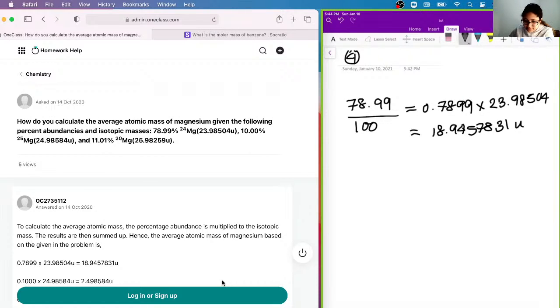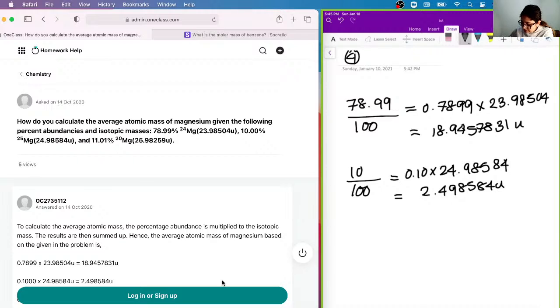Okay, and so for the second one, you have 10%, so you do 10 divided by 100, you get 0.10, right? And you multiply this with 24.98584. Okay, and you would get 2.498584.